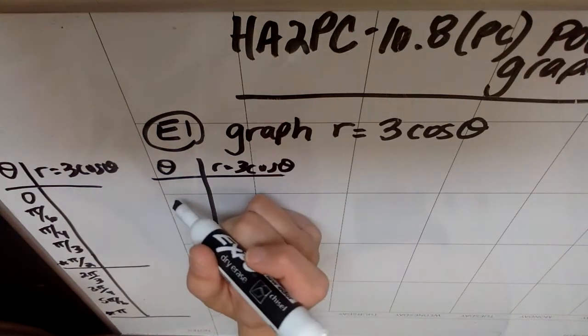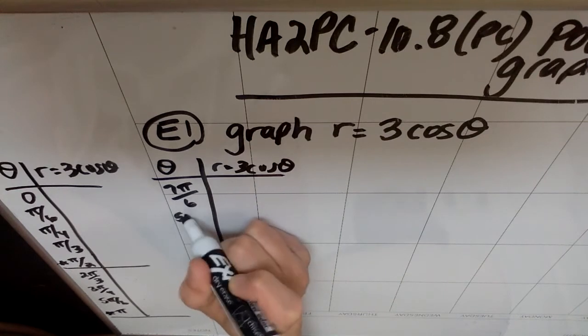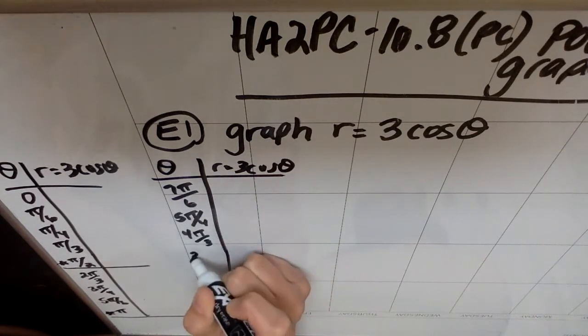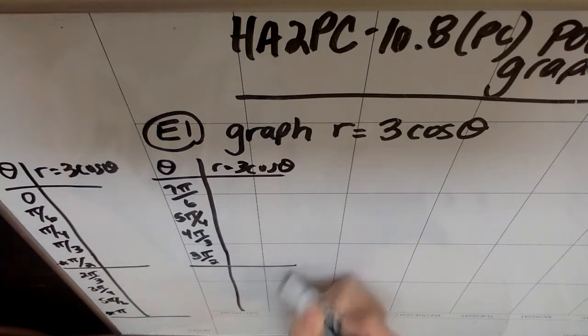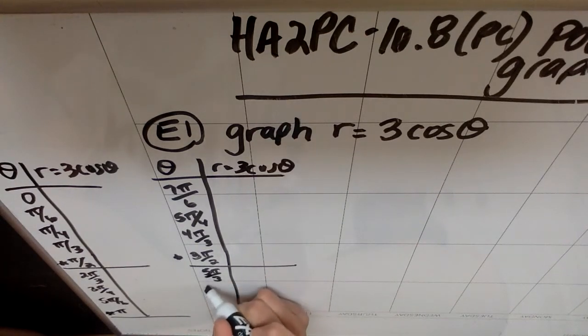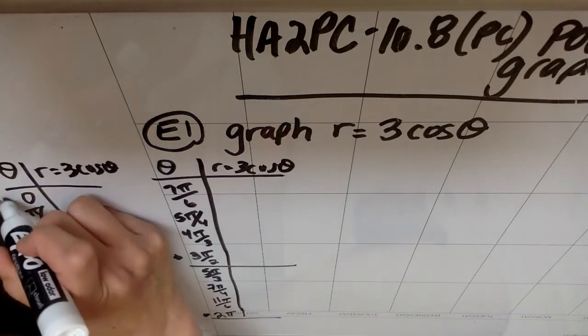And then if I pick up after pi, I get 7 pi over 6, 5 pi over 4, 4 pi over 3, 3 pi over 2, which is going to be the end of that quadrant 3. Again, 3 pi over 2 could be included in either quadrant, but just for argument's sake. Then 5 pi over 3, 7 pi over 4, 11 pi over 6, and then back to 2 pi, which is the same spot as 0, but is the end of that quadrant. So these are sort of my corners.